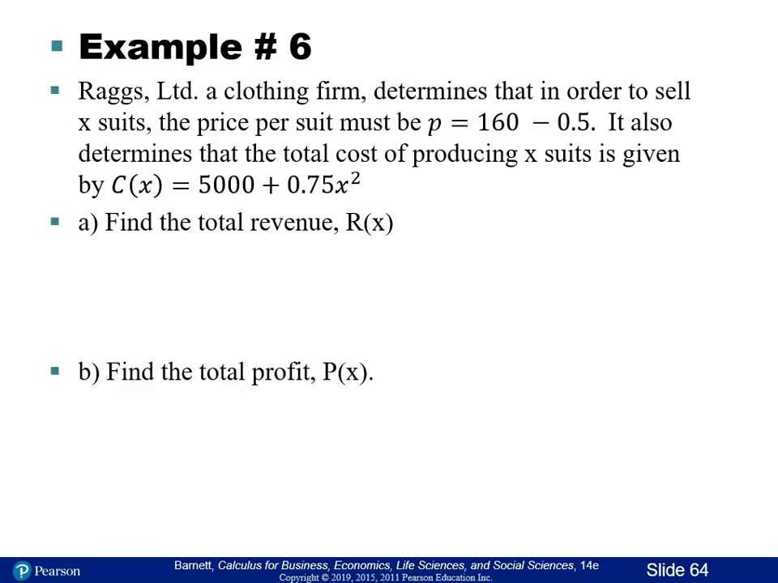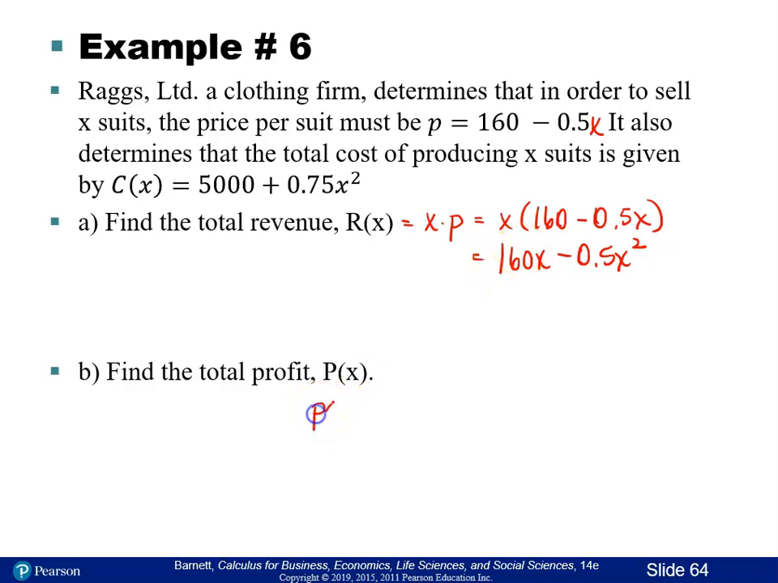Okay, last example. Rags, a clothing firm, determines that in order to sell x suits, the price per suit must be p equals 160 minus 0.5x. It also determines that the total cost of producing x suits is given by this cost equation. So A, we want to find our revenue function. So our revenue is x times the price. So that's going to be x times 160 minus 0.5x. And we'll go ahead and simplify that down. All right, so that would be our revenue function.